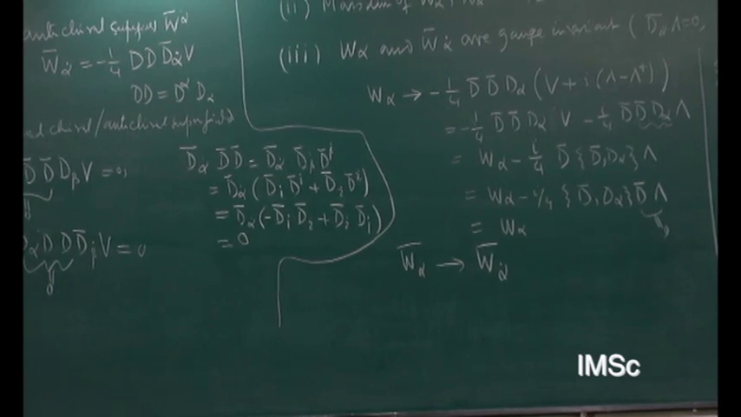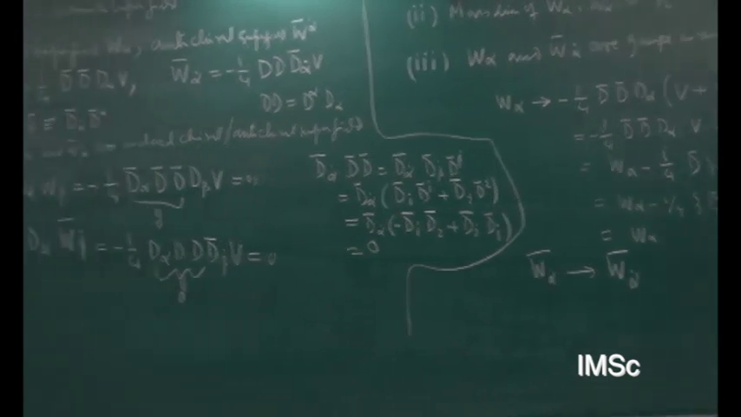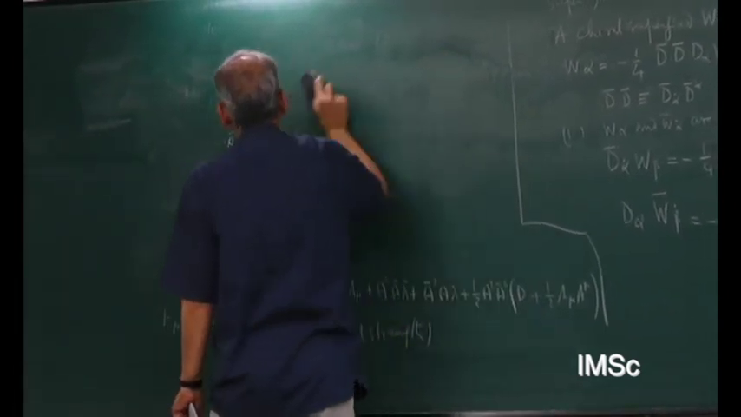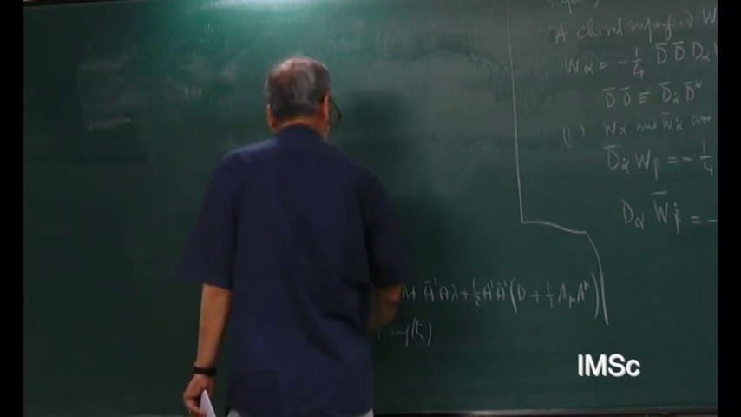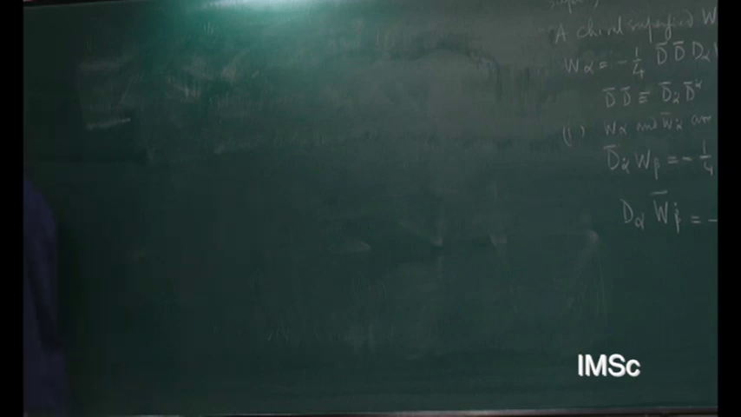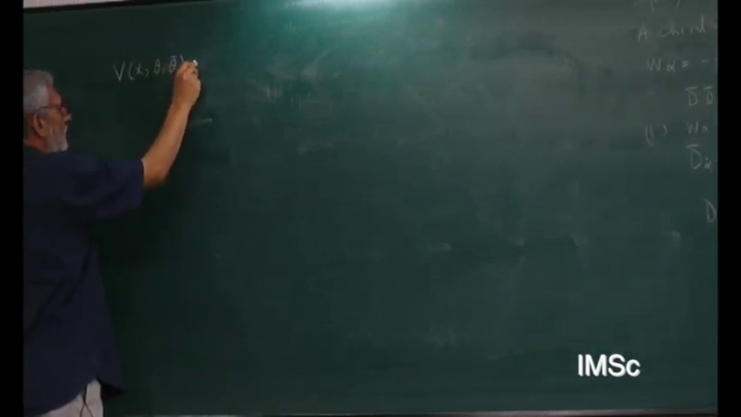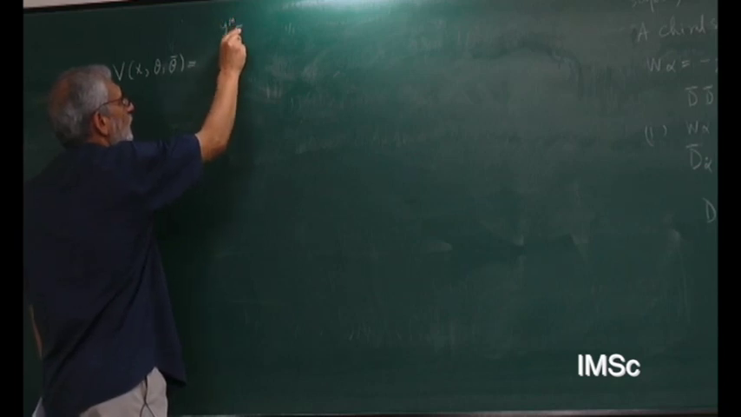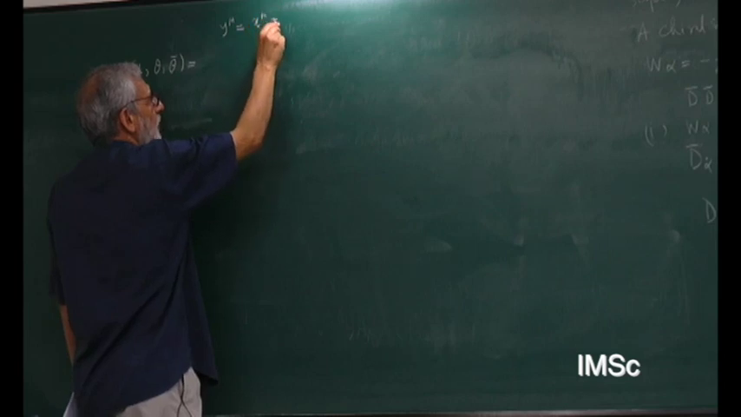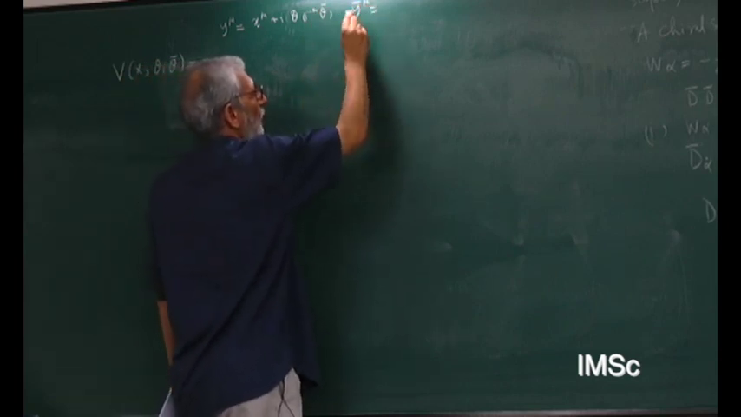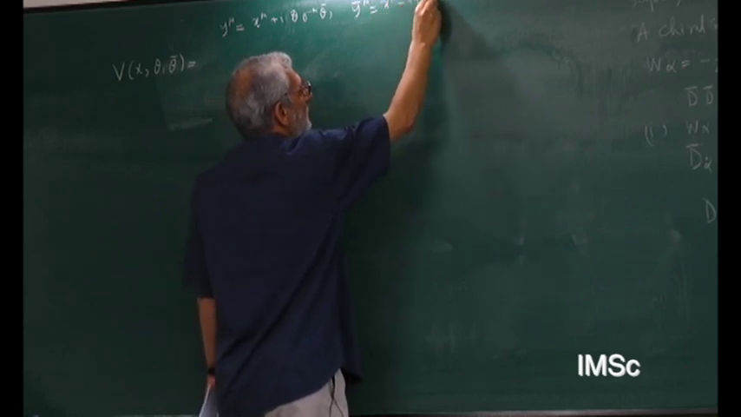So now with these properties, let's make the next step in constructing our field strength super field. We have this super field V of x, theta, theta bar, the vector super field. And we had defined for chiral super fields a new coordinate y mu, which was x mu plus i theta sigma mu theta bar. And for anti chiral super fields, we defined a y bar, which was x mu minus i theta sigma mu theta bar.